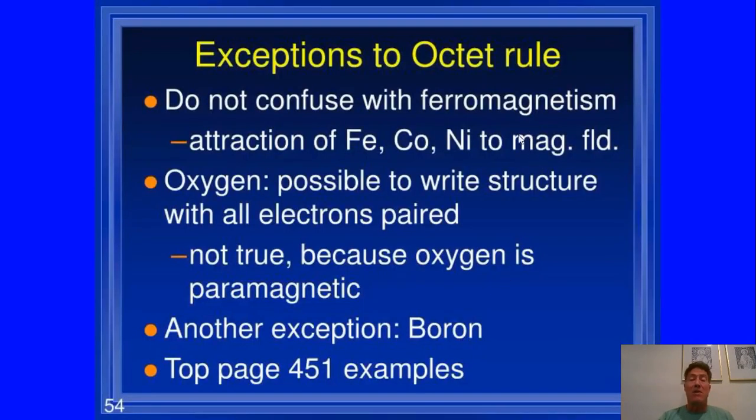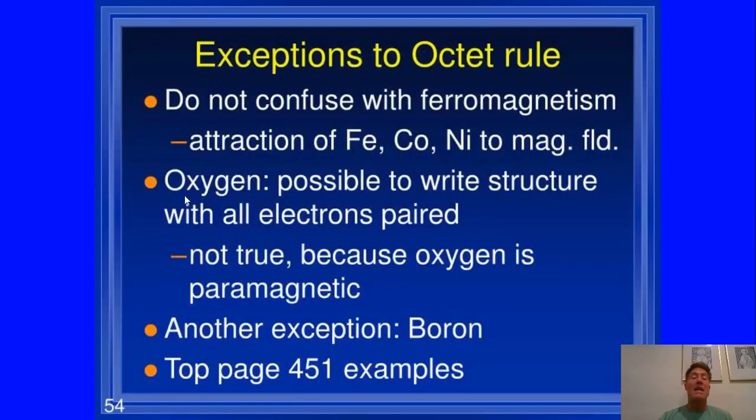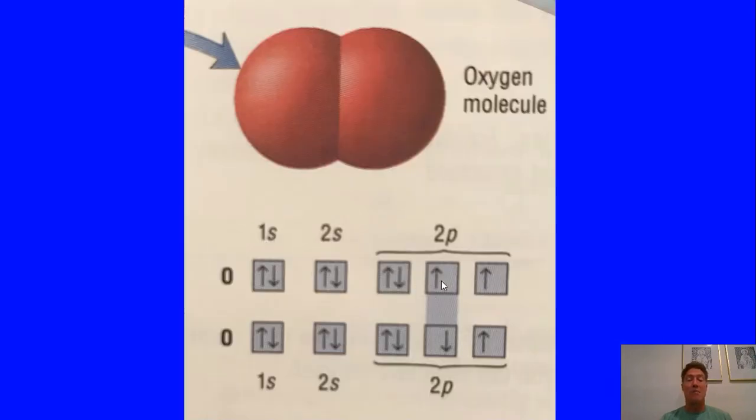Now, don't confuse paramagnetism with ferromagnetism, which is the attraction of iron and cobalt and nickel to a magnetic field. That is a permanent magnetism. This is just paramagnetism where it has a slight attraction because of its unpaired electron configuration. Now, it is possible when you look at oxygen to write a structure where all the electrons are paired. We would just make oxygen double bond to another oxygen. But we know that's not the true structure because oxygen is paramagnetic. If it were a double bond, it would be diamagnetic. So we know that there are unpaired electrons in oxygen. So for example, when you look at this, it could have a double bond here, but in fact it forms a single bond, and then you have two unpaired electrons.